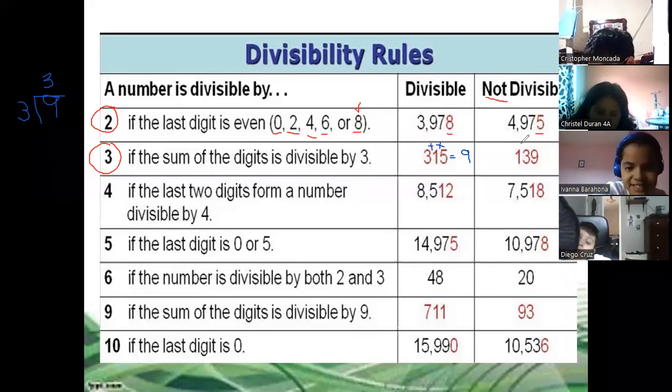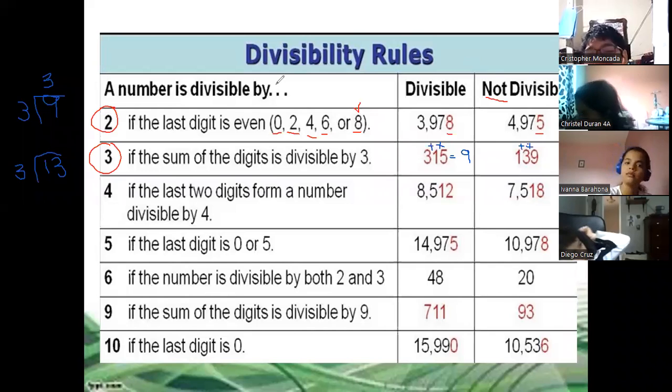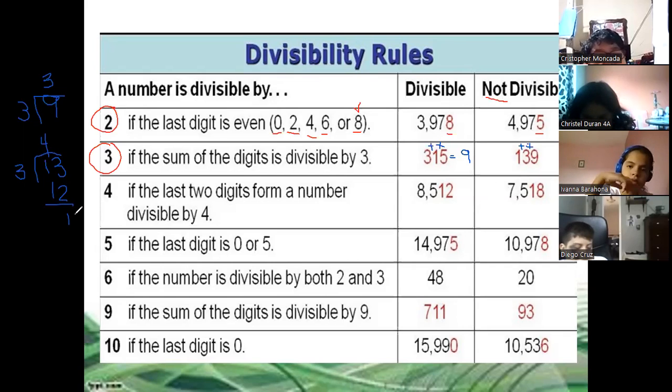Then the next one. We're going to do exactly the same procedure. 1 plus 3, 4. 4 plus 9, 13. 13 divided by 3. 3 times 4 is 12, so it means that we have a leftover. So it is not divisible, because the leftover needs to be 0. Tiene que ser una división exacta sin sobrante.